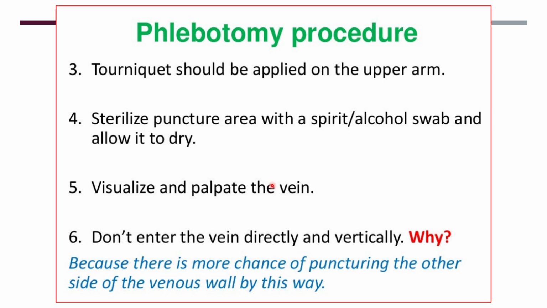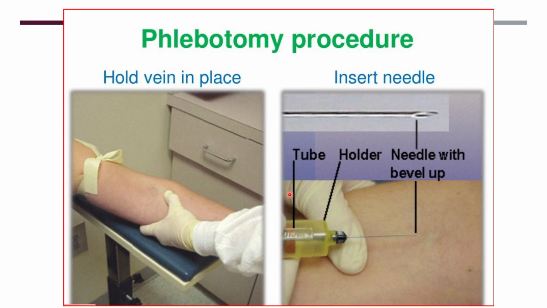The next step is to visualize and palpate the vein. Once you either visualize or feel the vein, you should enter the vein, but you should not enter directly and vertically, because there is some physics involved in getting into the vein. Let's see how the angle works. This is a basic photograph which shows the angle and how the blood collection procedure takes place.